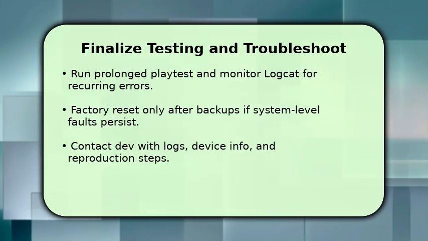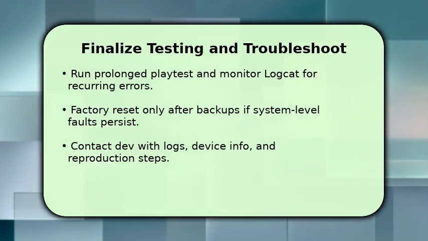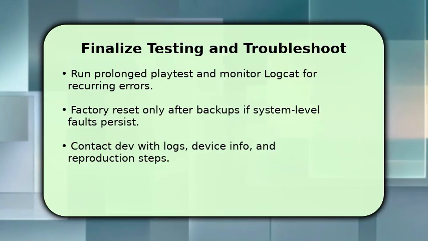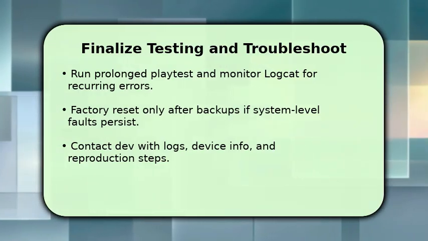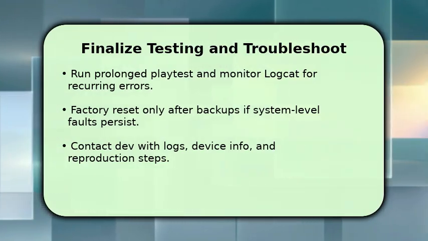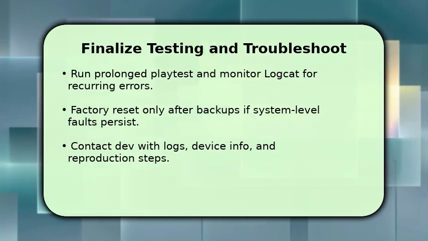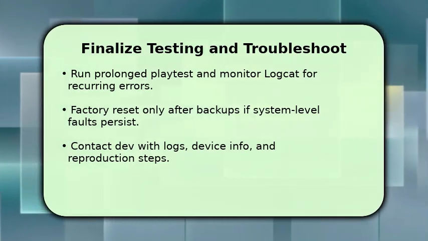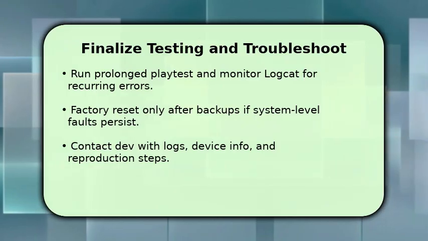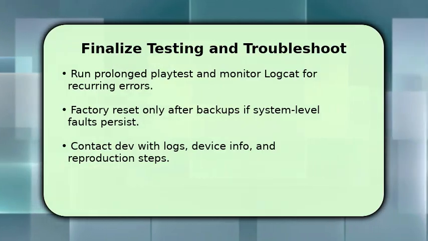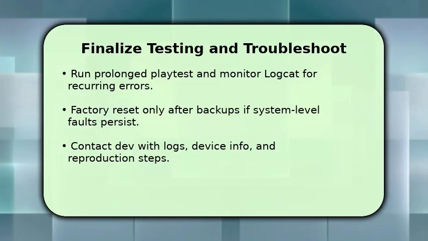If crashes persist and logs implicate system libraries, back up your data and consider a factory reset as a last resort, only after other fixes fail. Make sure to gather concise reproduction steps, full logcat output, Android and device versions, and send these to the developer or support. If nothing works, restore your backup and await an app or OS update.